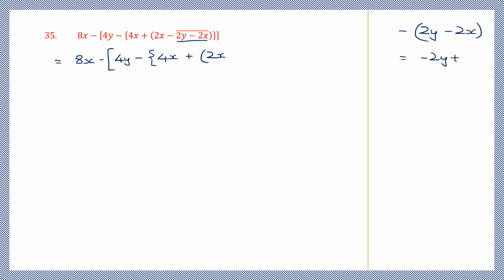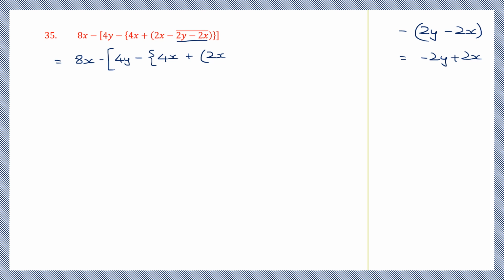Question 35. So here we have square bracket, curly bracket, we have the common bracket and we also have the bar bracket. So bar bracket needs to be removed first. So this is 8x minus 4y minus curly bracket 4x plus common brackets 2x. So what's under the bar bracket is 2y minus 2x. But before that you can see a minus sign. So this becomes minus 2y plus 2x.